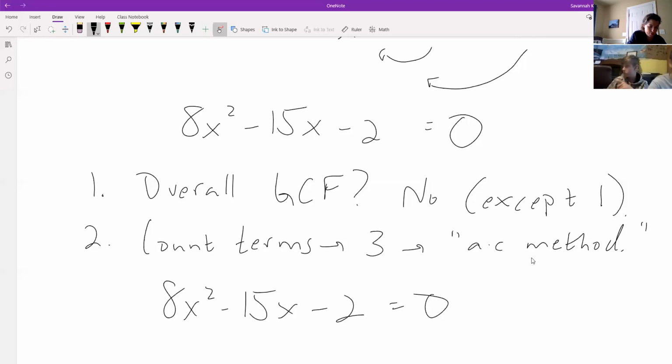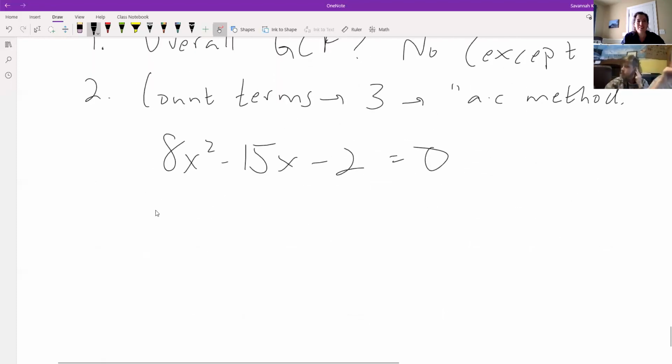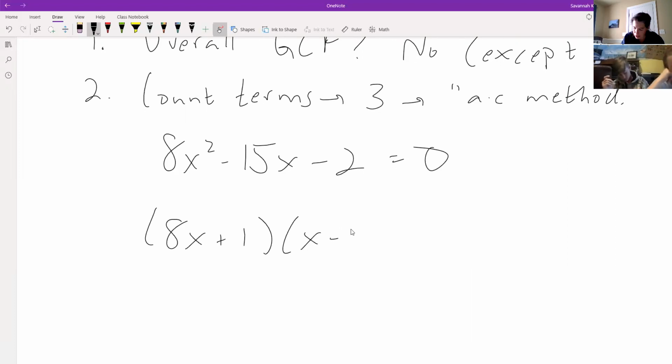Didn't think. Okay, so then I got 8x plus 1 and then x minus 2. Yes. Okay, so 8x plus 1 and x minus 2. And I'm trying to read my tiny little baby handwriting here in the book just to make sure. Yeah, that's where I had the negatives as well.